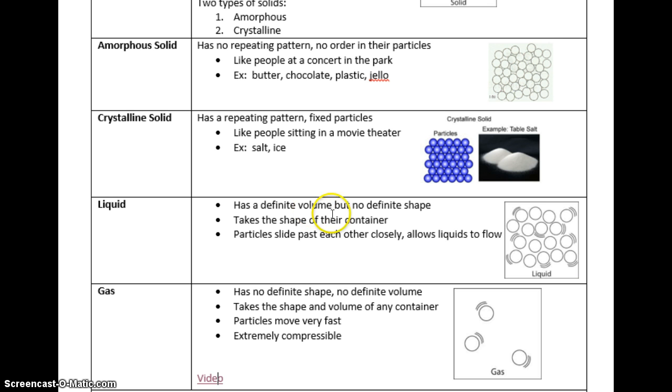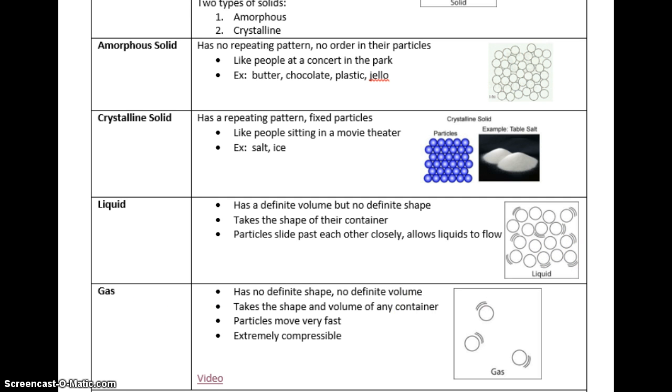That's a liquid. So it does take the shape of whatever container, and the particles will slide past each other closely. They are moving around just a little bit, and you'll want to draw this picture right here. It does move around a little bit, which is why liquids can flow and they can actually move around, is because of that.